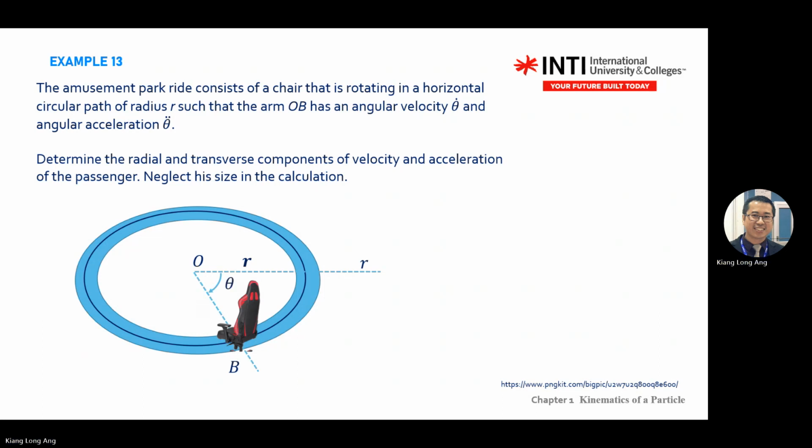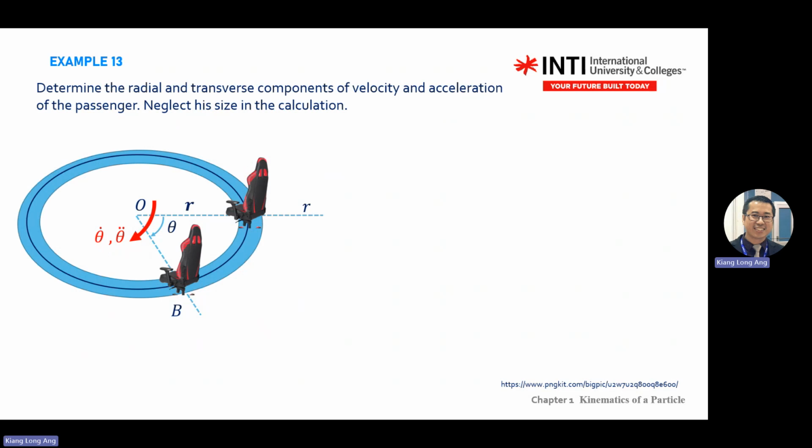All right. Now you have a theta and this chair moving in the clockwise direction, right? So you're given the information theta, theta dot, theta double dot. So you want to find the radial and transverse components. So I just copy the diagram. So first step, draw the free body diagram, and then know what you are trying to solve.